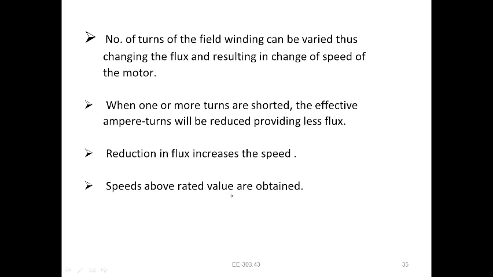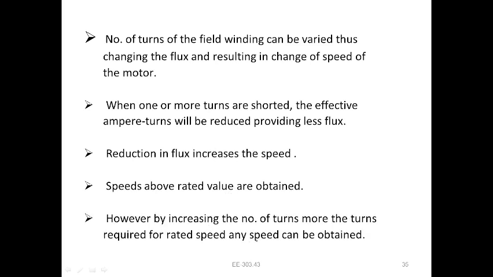So speeds upward from the tapped point. However, with an increased number of turns, any speed can be obtained. So rated speed and above rated speed we can obtain from this method, and below rated as well. So these are the speed control methods of the DC shunt and series motors.